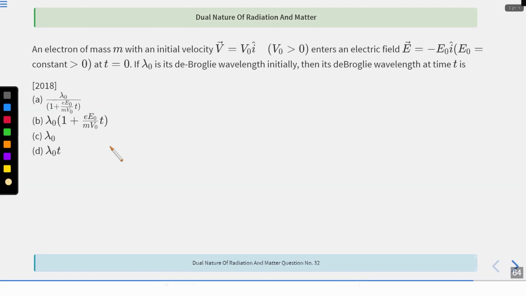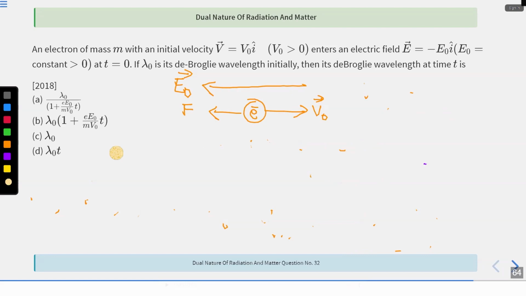Okay, so basically we have been given a few things that we have to keep in mind. It is minus i cap, so that means the field is in this direction. I'll call this E naught. And then there is this electron, and it has a velocity v naught i cap, so it's moving in this direction, right? And we know that the force is acting on it in the opposite direction. This is where the force is acting.